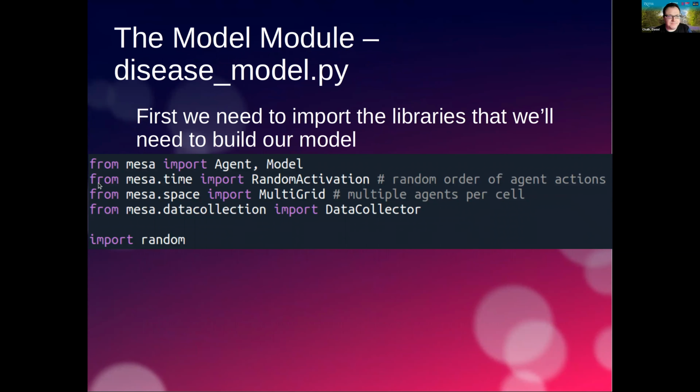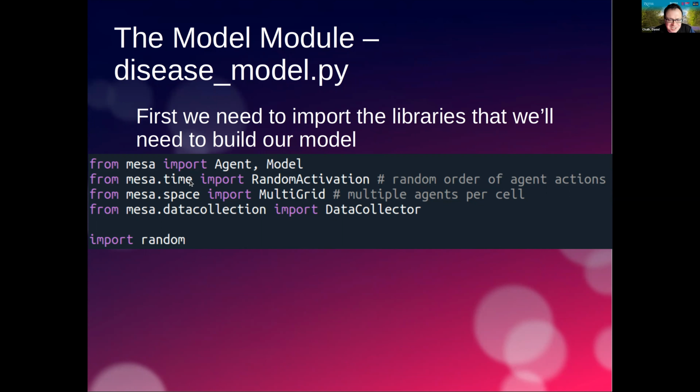So the first thing we need to do is write our model file. I've called mine diseasemodel.py. And of course, as ever with any Python code, the first thing we need to do is import the libraries that we're going to need. Here, my imports are mostly from MESA. We're not going to import everything, just the stuff we want. I'm going to import the classes Agent and Model. The Agent class allows us to define an agent, and the Model class allows us to define the model. Those are the two core ones you'll need for any agent-based simulation.